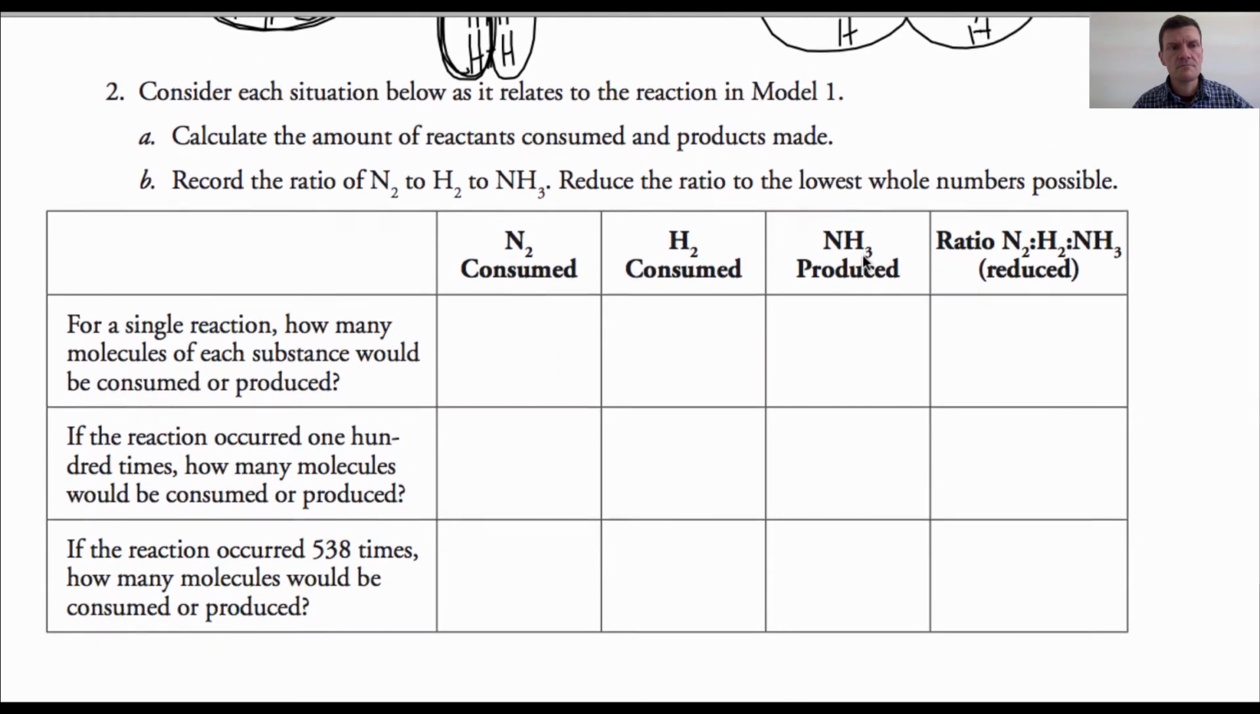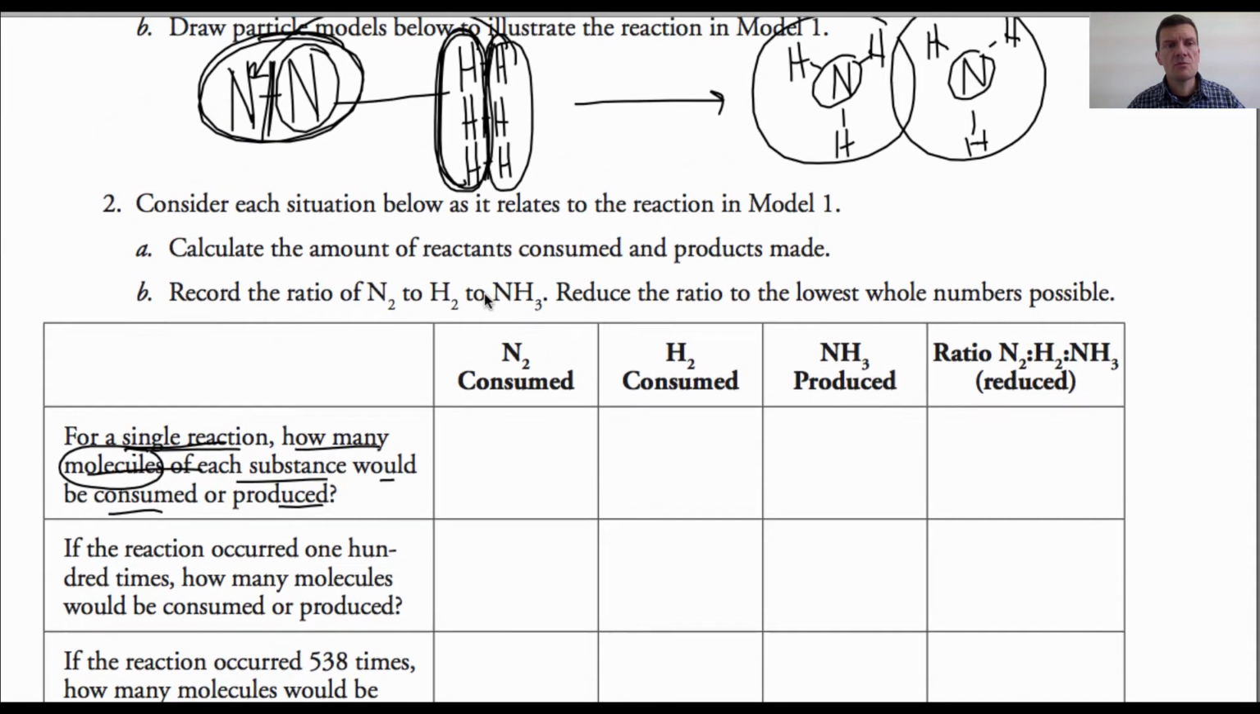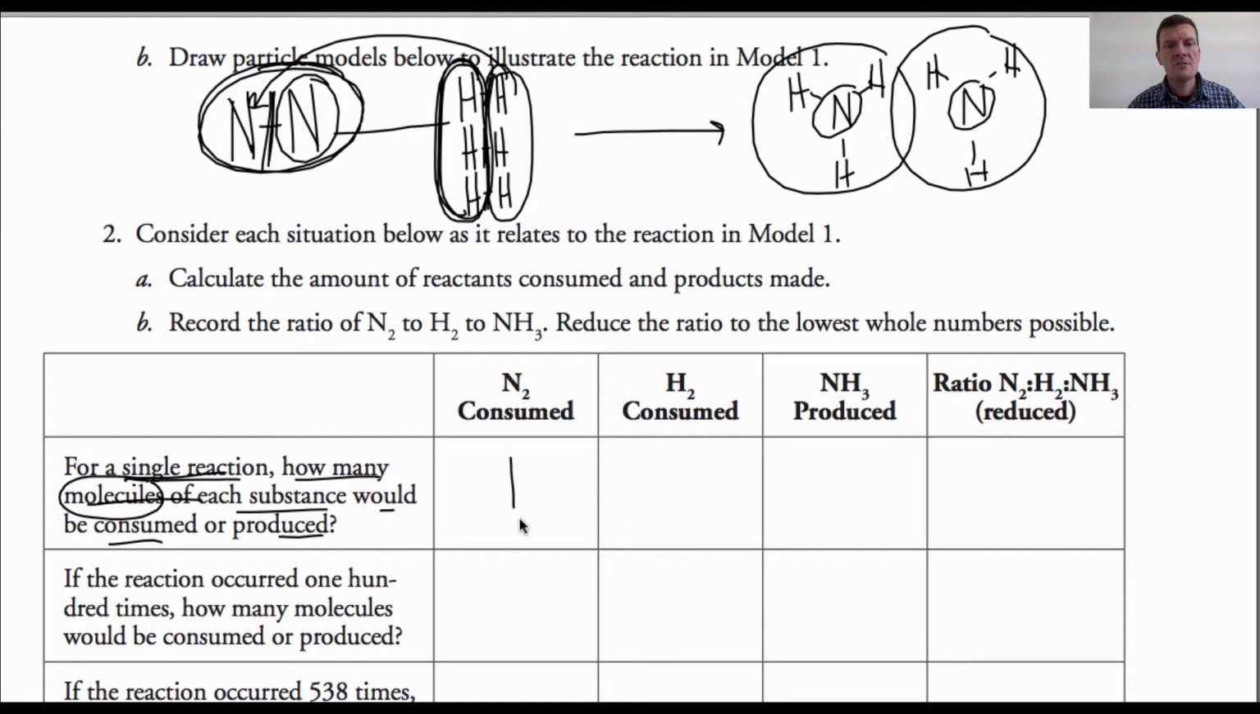Okay? All right. For a single reaction, how many molecules of each substance would be consumed or produced? So, nitrogen, we're talking about molecules now, individual molecules in a single reaction. Molecules, we have 1 of nitrogen, 3 hydrogens, producing 2. So it is a 1 to 3 to 2 ratio.